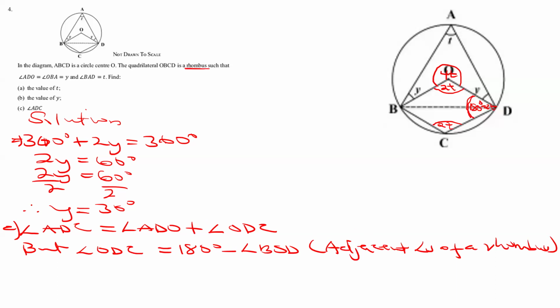So it means your angle ODC will be equal to 180 degrees minus your 2t. Okay, so that's what you have there. Once I know this is in y, and this is in t, I can now go and substitute. Then I know the values of y and t. We are good to go.